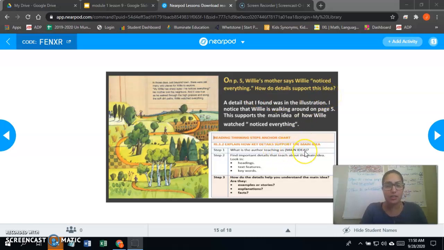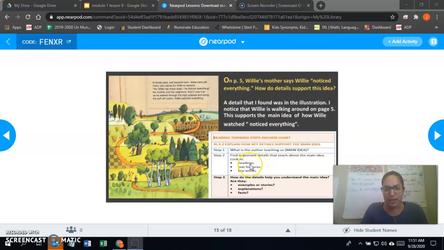So they already tell us what the main idea is. The main idea is that Willie noticed everything. So right now, my thinking job is step number 2. I have to find important details that teach me about the main idea. So remember, my main idea was that Willie noticed everything.